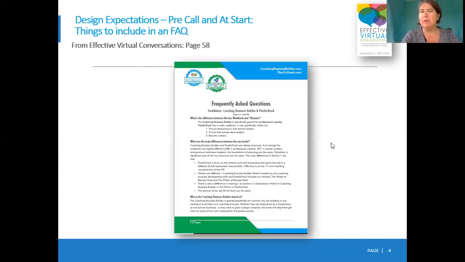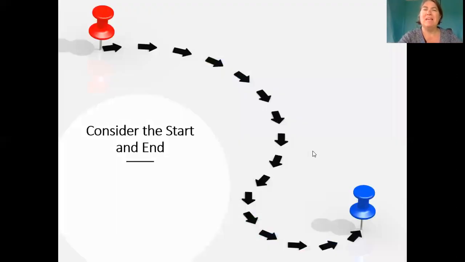We all have different expectations, and we want to make sure that we're being as clear as we can, letting people know verbally, in writing, and through one-on-one contact what they can expect as they step into the virtual space with us.